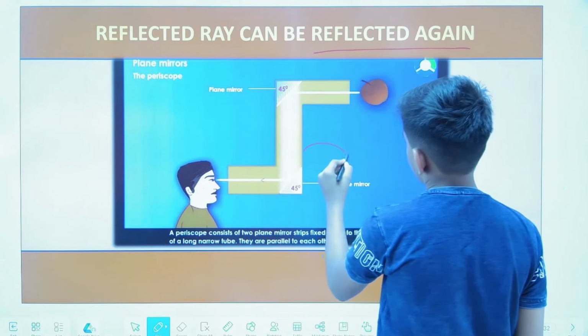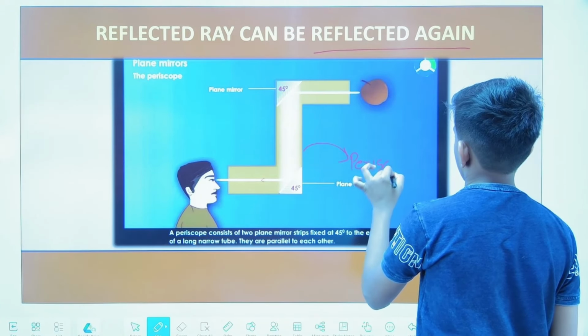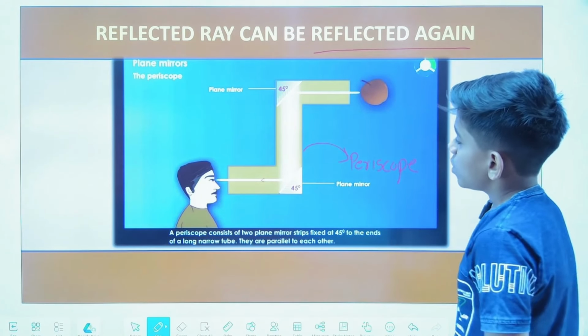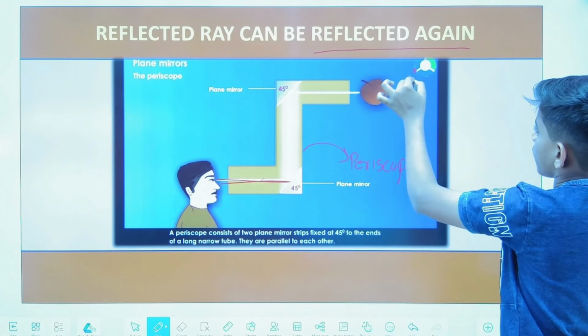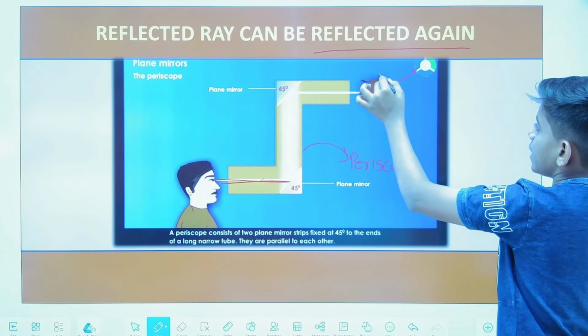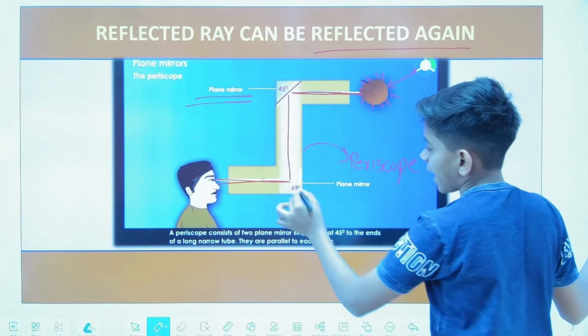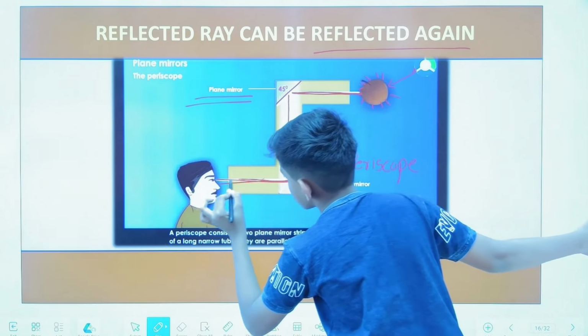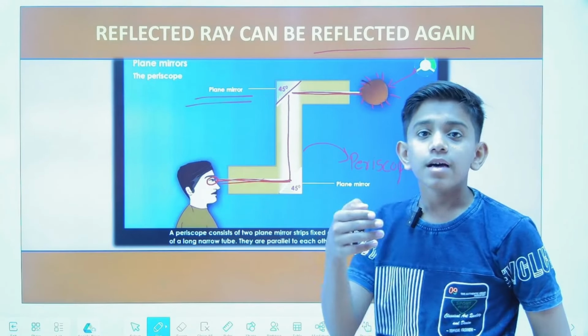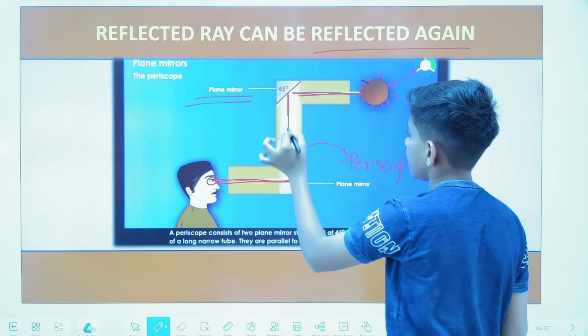This is the periscope. When you see through this periscope, let's take an example. Suppose this is the source of light, this apple, on this plane, and it is reflecting the light. From this, the ray goes here. This is a 45-degree plane mirror, so it will reflect the ray downwards, and this mirror will again reflect this ray towards our eye, and our eye will capture that ray. So this one ray is reflected again and again.